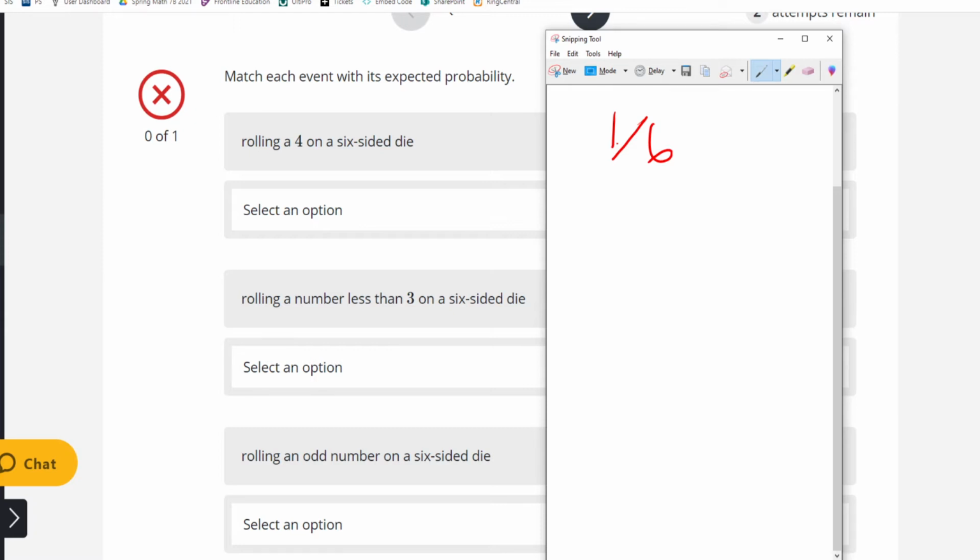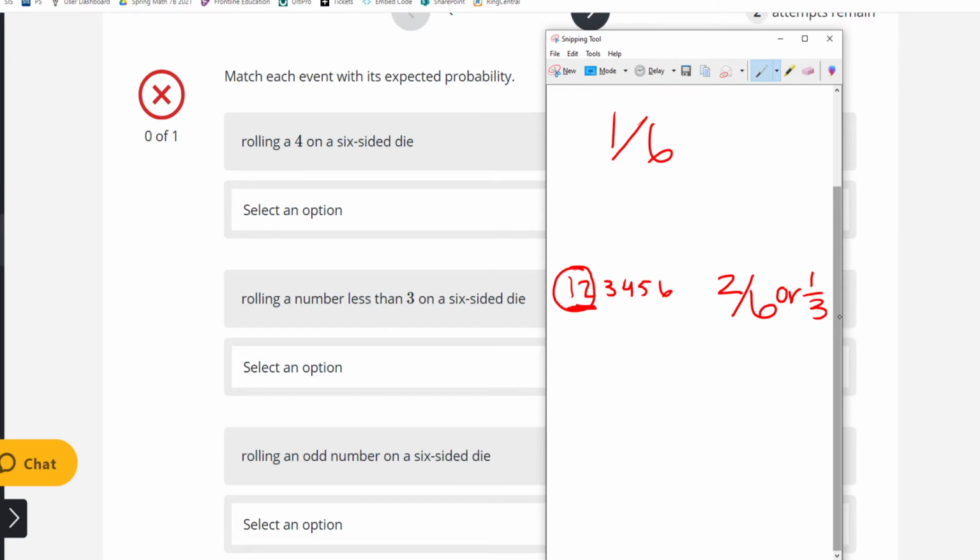The second one says rolling a number that is less than 3 on a 6-sided dice. So think about all the numbers I have: 1, 2, 3, 4, 5, 6. 1 and 2 are less than 3, right? 3 isn't less than 3 because 3 is equal to 3. So I have 2 different options out of these 6 total ones, because I could roll 6 different numbers, but 2 of those options are less than 3. And this can also simplify to 1/3. So 2 over 6 or 1 over 3.